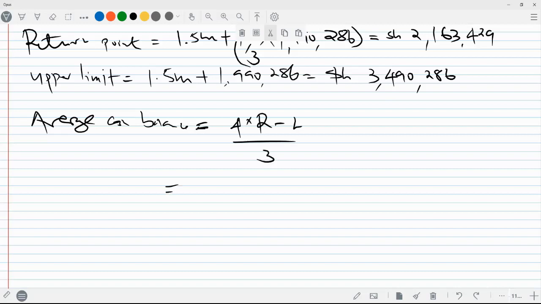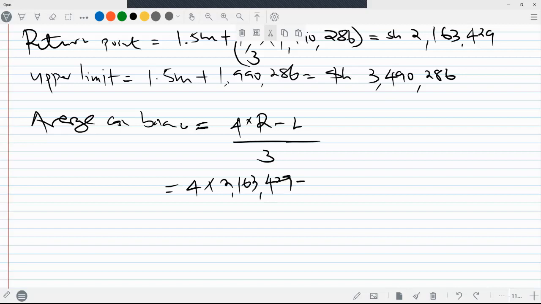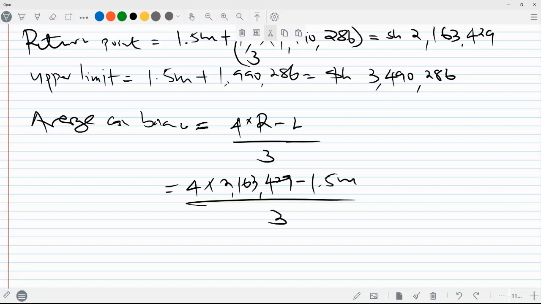Therefore, the average cash balance will be 4 times the return point minus the lower limit, and we divide by 3. The return point we got was equal to 2,163,429. The lower limit is equal to 1.5 million, and we divide by 3. That is 4 times the return point minus the lower limit, divided by 3. And we get how much? $2,384,572. That's therefore how we use the Miller-Orr model.